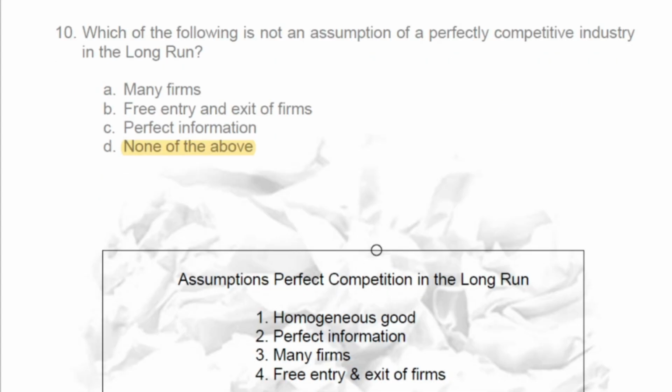I wrote you here the typical assumptions of perfect competition in the long run. These are the assumptions, and as a consequence, firms are price takers, and as firms are price takers, it follows all the theory that we see in class. Okay, so we see question number 11.